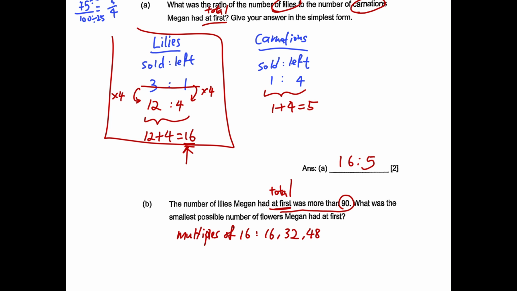48, 64, 80, getting there, 96. So more than 90, yeah, this is more than 90. This is the smallest multiple of 16 that is more than 90. So 96 shall be it.